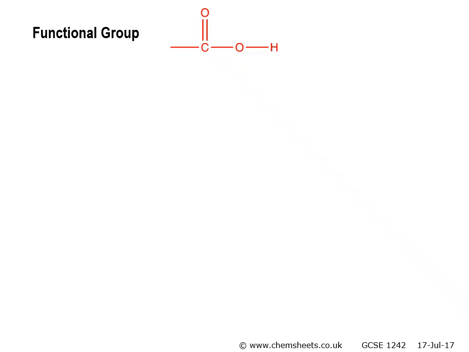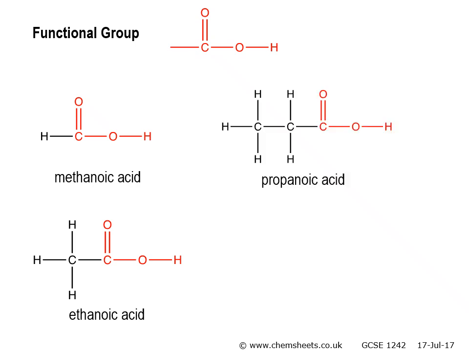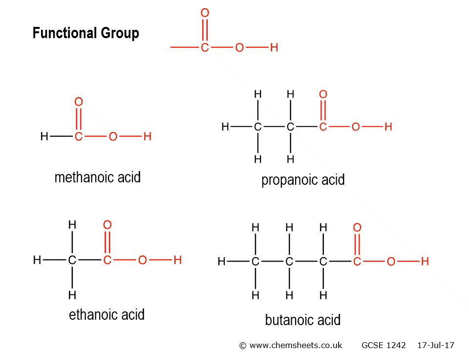Carboxylic acids. Right, so the functional group of a carboxylic acid has COOH. Okay, this is methanoic acid, there's an extra H. And then ethanoic acid, there is an extra CH3. Propanoic acid, there's a CH2 and CH3. And for butanoic acid, there's CH2, CH2, CH3, COOH.